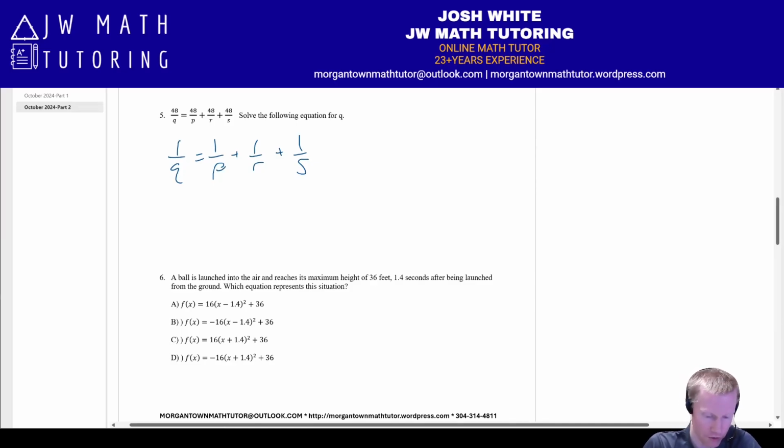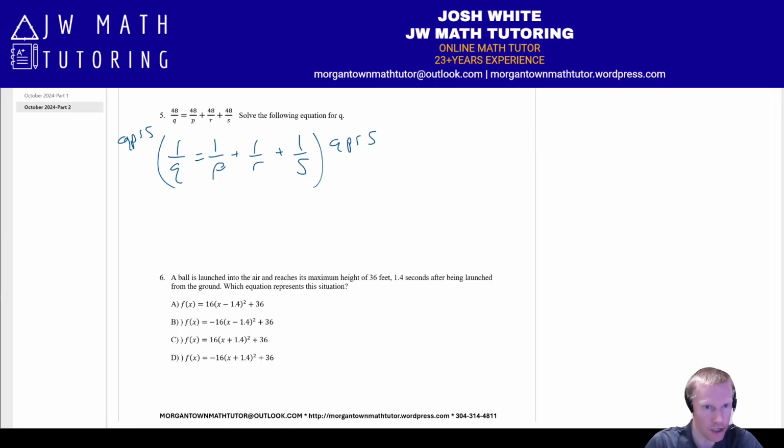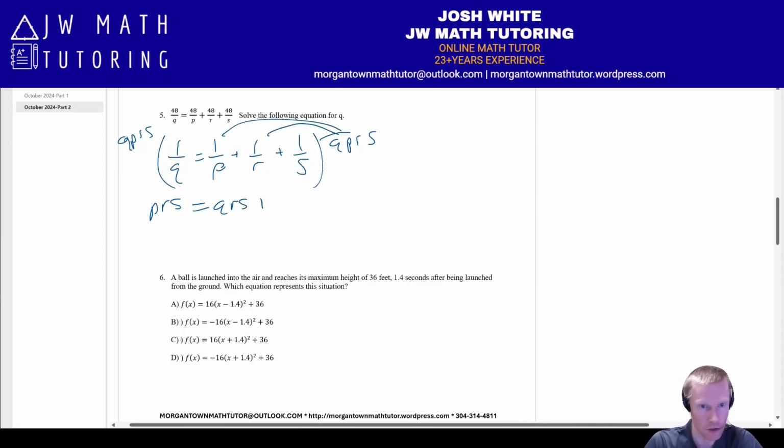But the answer choices are not going to have all the 48s in them. So if you want to do this algebraically, you're going to have to multiply both sides by a common denominator of QPRS. And then you're going to end up with a bunch of terms that have 3 letters. It's just the letter on the bottom is not going to be there. So on the left, it's going to be PRS. On the right, the first one's going to be QRS. The middle one here, again, we're multiplying by all 3 of these, is going to be QPS. And the last one's going to be QPR.